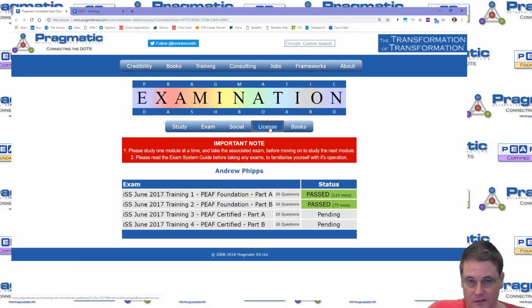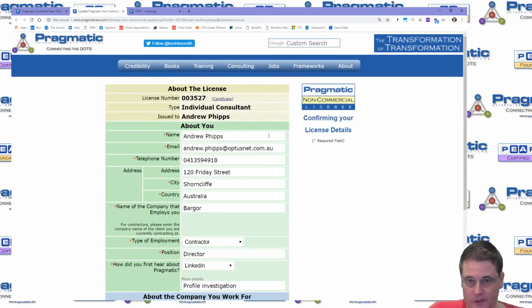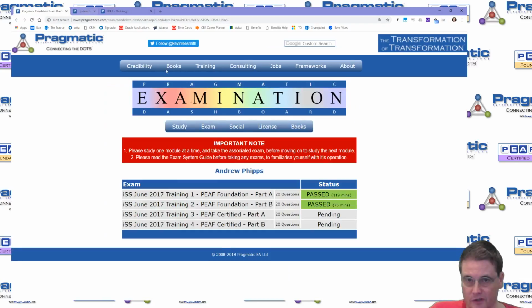The license link will take you to your license, so you can update your details if you want to. This is someone else's license, obviously. So that's really all I wanted to show you on that.